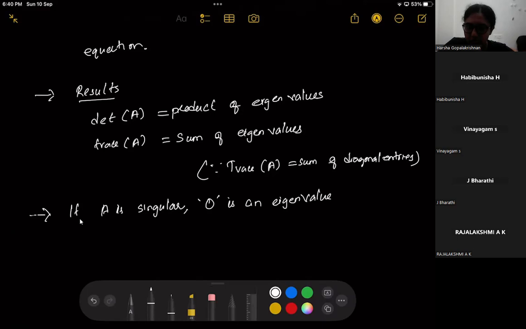Here the determinant will be 0. Yes, if A is singular, the determinant will be 0. That means this left-hand side is 0, so the product of eigenvalues equals 0. A product of eigenvalues equal to 0 means at least one eigenvalue is 0. So 0 should be an eigenvalue.